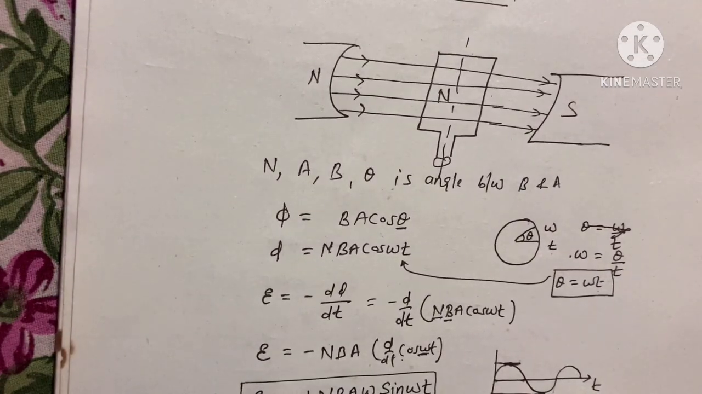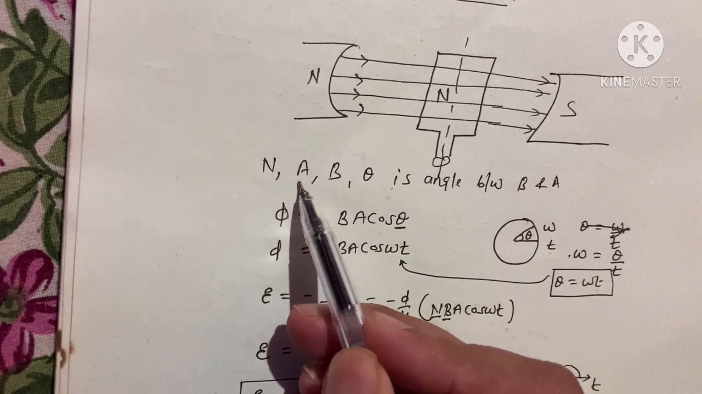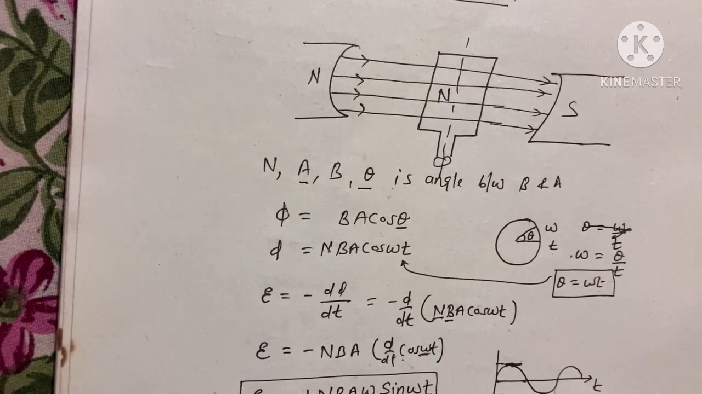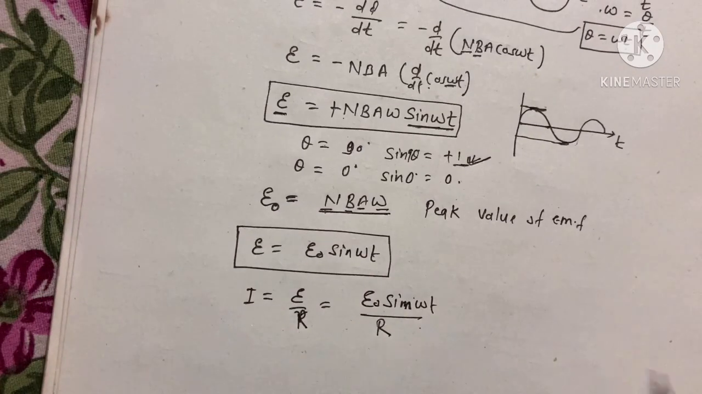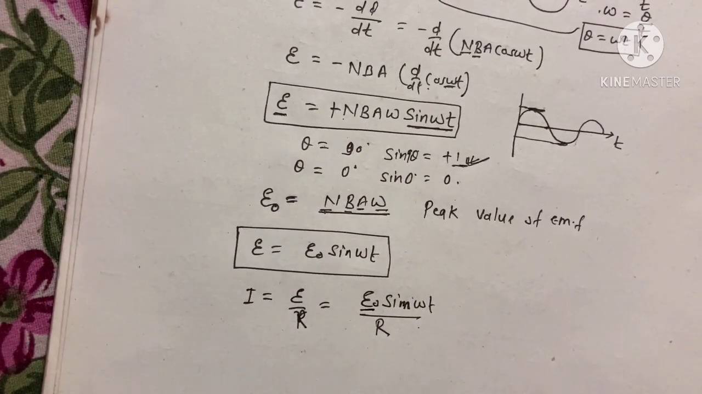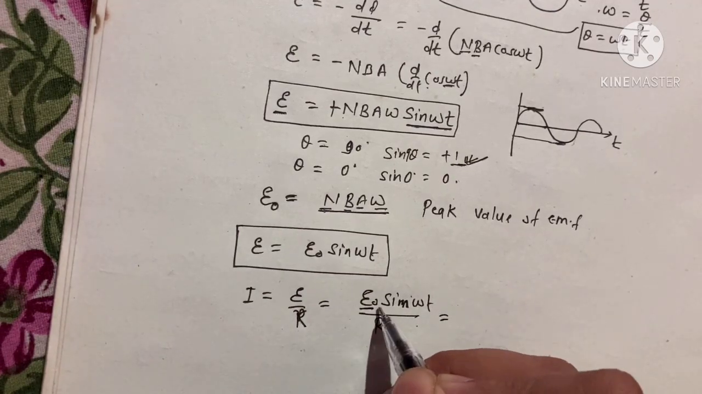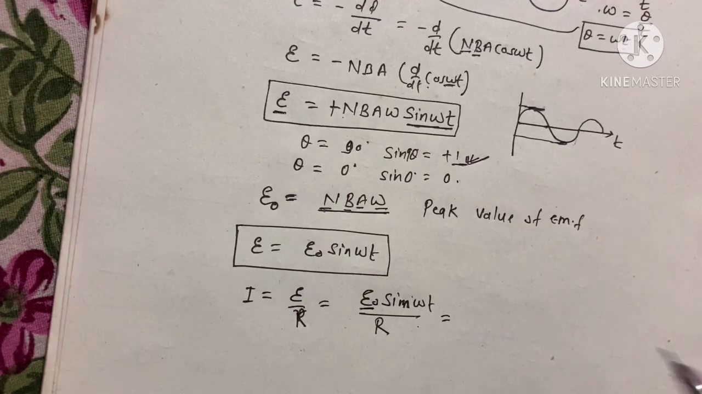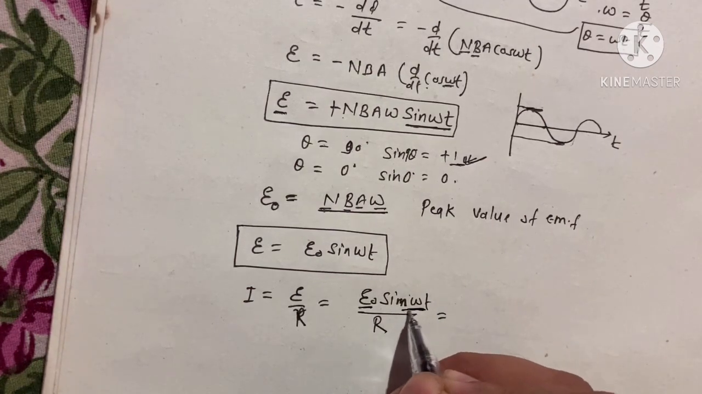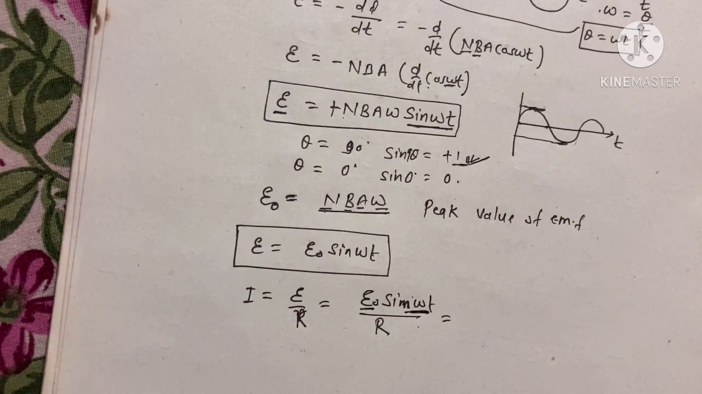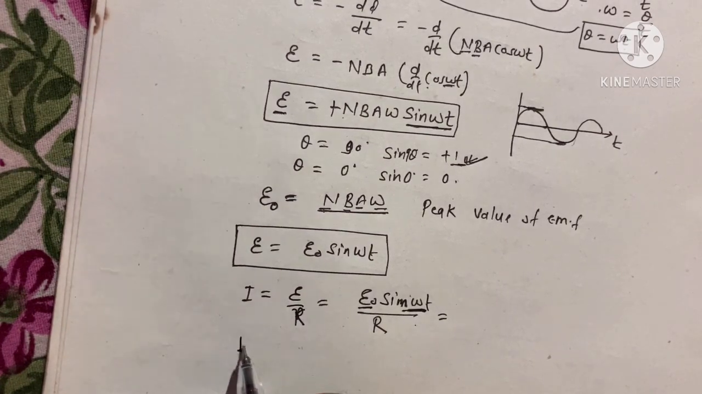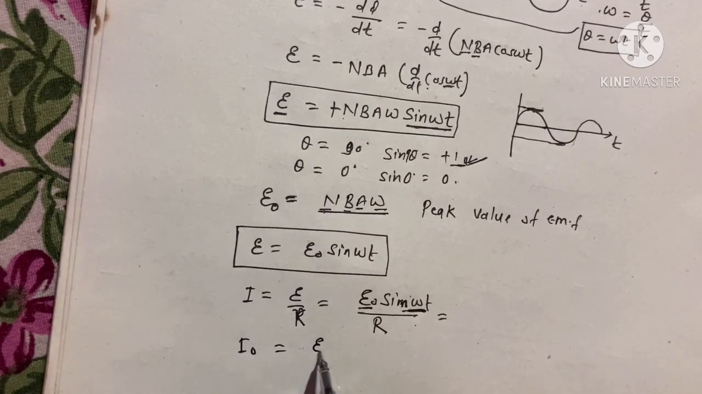Now for a given combination of number of turns, magnetic field, area, and theta, this peak value is fixed. So this is a fixed quantity. R is the resistance you have connected, or the resistance offered by the coil. So you will get one more quantity, and it will give you the maximum value. Sine theta will be maximum when theta becomes 90 degrees, so we get peak current I0 is equal to E0 by R.